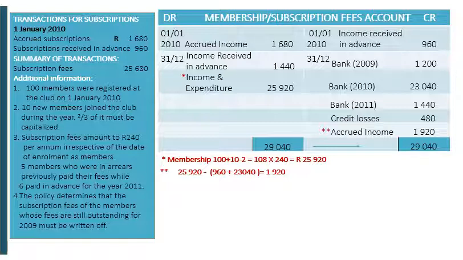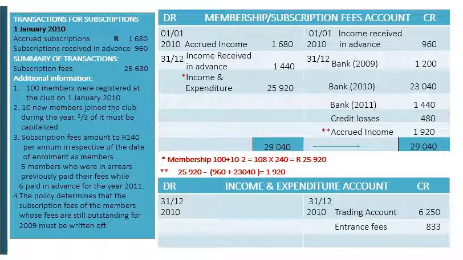1,920. The income that we have calculated now as income and expenditure in the subscription fees account must be transferred to the income and expenditure account. Already we have transferred in the income and expenditure account the trading account from refreshment as gross profit, the entrance fees as calculated in the entrance fees account. We are now bringing in the membership fees as calculated in the account 25,920 on the credit side. We will therefore also bring in the expense credit losses on the debit side, 480.